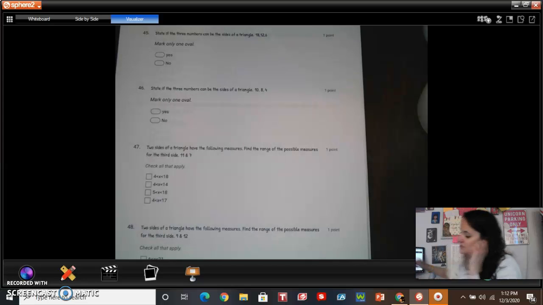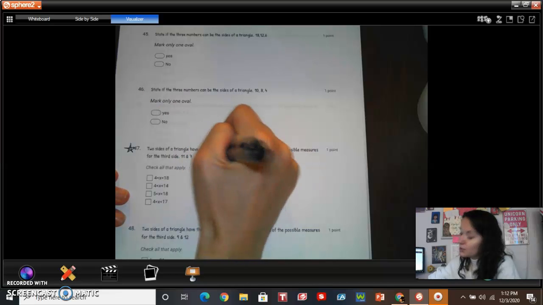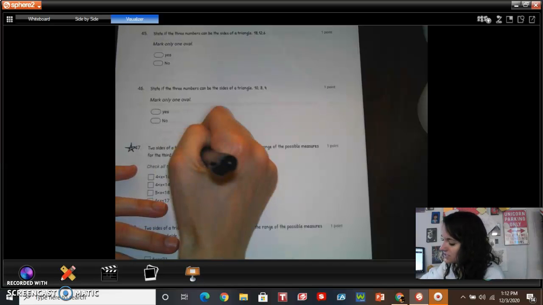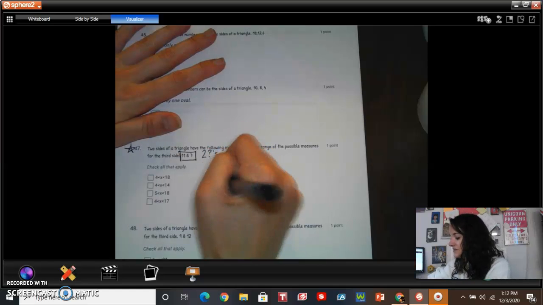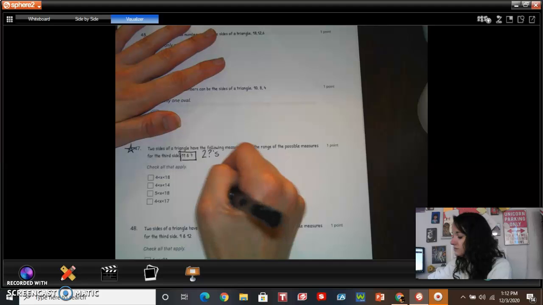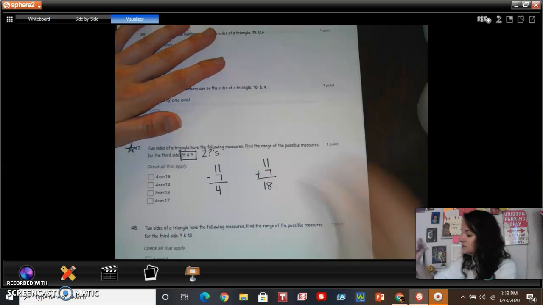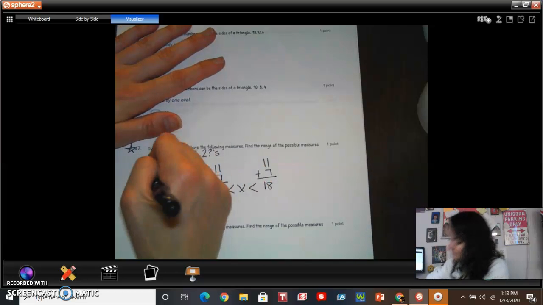All right, next ones. You have 2 questions like these right here, where you are trying to find the range of the third possible side when given 2 sides. So to find your range, you're just going to subtract what you're given and add what you're given. So we're given 7 and 11 here. 11 minus 7 is 4, and then 11 plus 7 is 18. So our range is between 4 and 18.